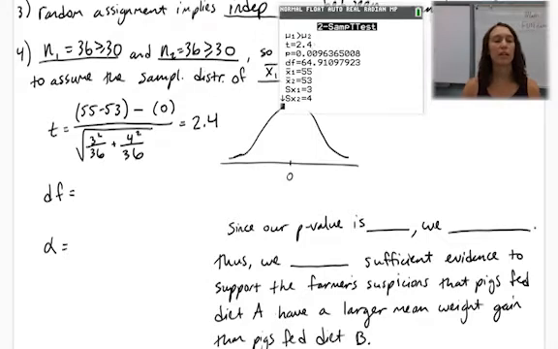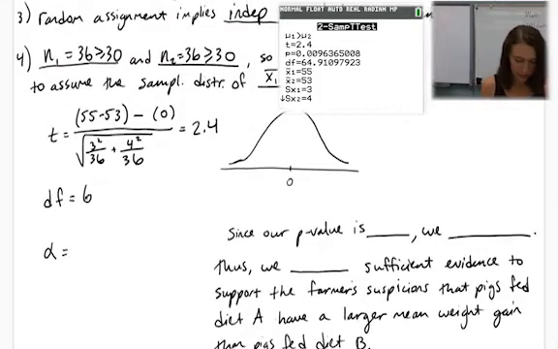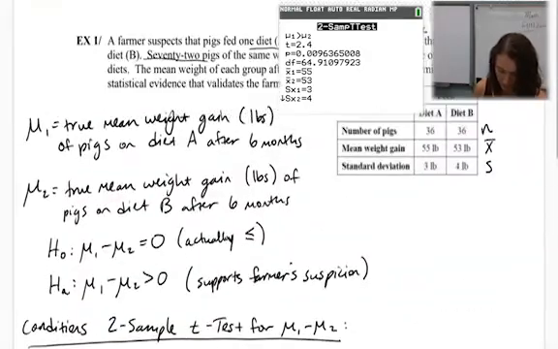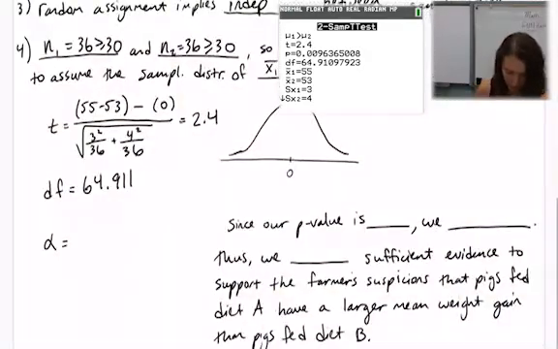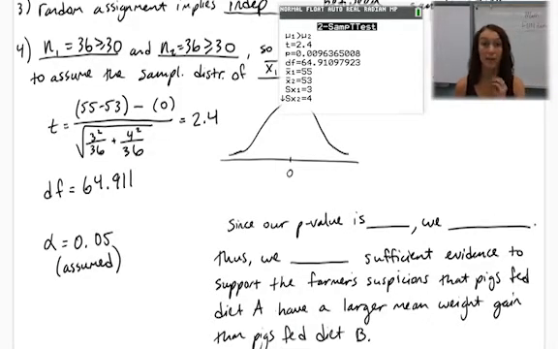All right, so here I can see my t-value of 2.4. I also see my degrees of freedom, which is 64.911. My alpha level, which they did not give us any information on, so I'm going to say it's 0.05, and I'm going to write "assumed" underneath that because we just kind of made it up. Usually I assume 0.05.